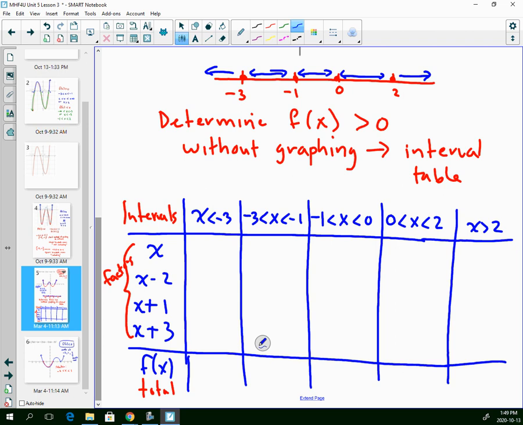So when x is -4, all I'm looking for is a positive or negative result. If I put in -4 here, x minus 2 would become -4 minus 2, which gives me -6. So that's a negative result. -4 plus 1 is -3, so that's a negative result. -4 plus 3 is -1, so that's a negative result. And then I'm going to total up the signs. So we have a negative times a negative times a negative times a negative, which gives me a positive result.